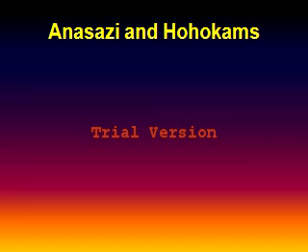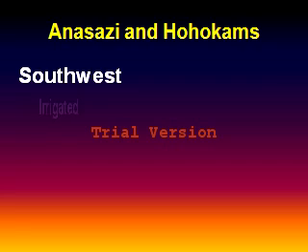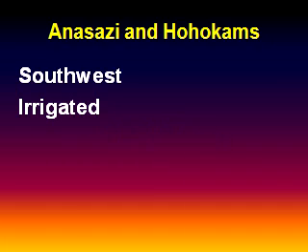Here's a better view. Once again, where you lived, your environment determined how you were going to live and what your culture was going to be. A group called the Anasazi and the Hohokams lived in what would become the southwestern part of the eventual United States, out where Nevada and Death Valley and Arizona is today. The only way that they were able to survive in that environment was to irrigate.